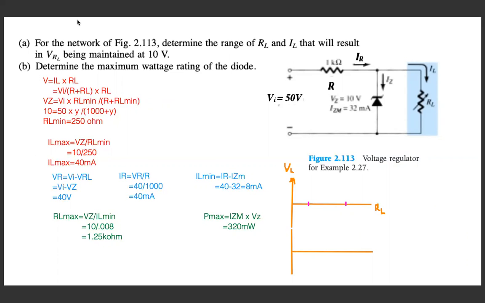So what was minimum load resistance? 250 ohm. And what is the value of maximum load resistance? 1.25 K. So I will write it as 1250 ohm. Okay. Now, if the value of load resistance is in this particular range, then what is the output across the load resistance? Tell me.